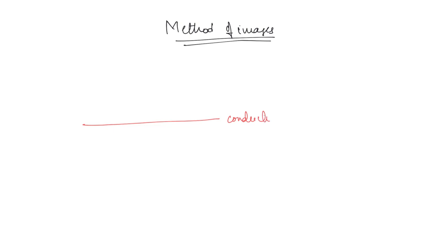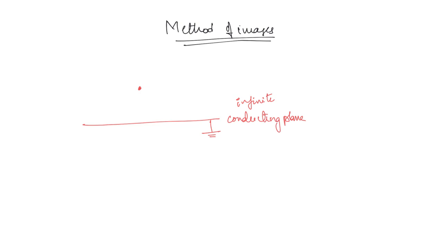Method of images. This is basically used to find out the electric potential, field, and flux density for this kind of configuration. Say this is a conducting plane, an infinite conducting plane. It should be infinite and it should be grounded, and here you have a charge.